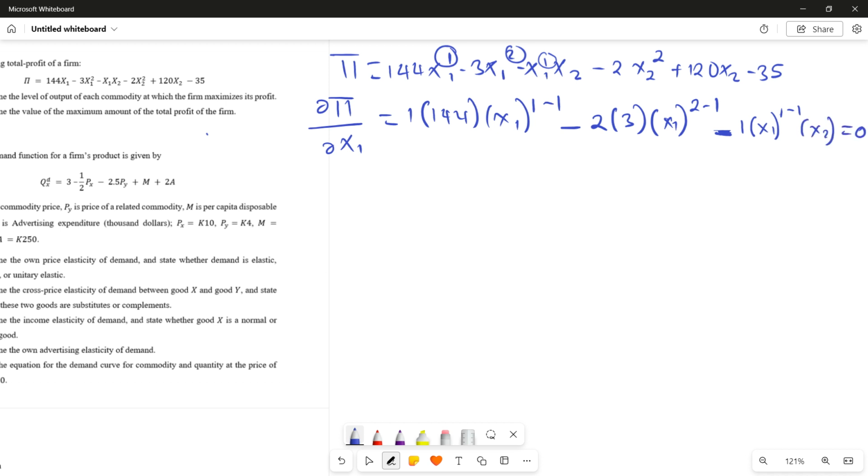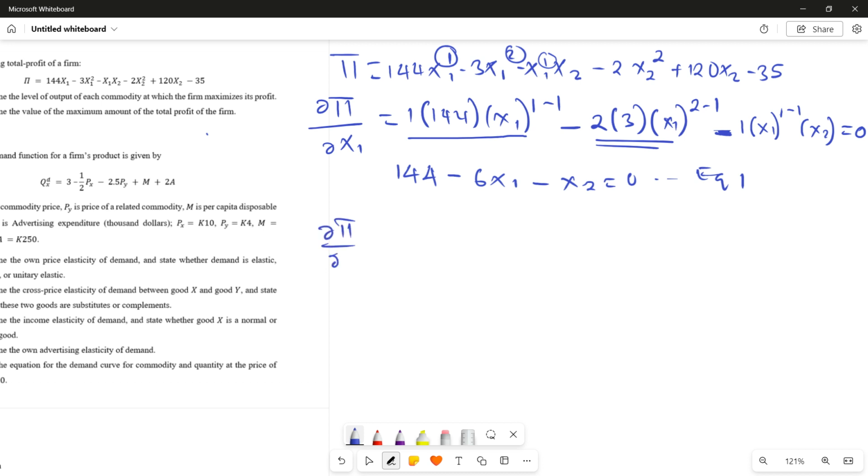Why? Because every time we differentiate a function, the slope of that particular function is 0. That is what it means. So we know that if you simplify this whole term here, you just have your 144. Why? Because x1 to the power 0 is a 1. Anything to the power 0 is a 1. Then the next part there will be minus 6x1. The last part will be a minus x2. This is equal to 0. So can we call this equation 1? Let's call that equation 1, the derivative with respect to x1.